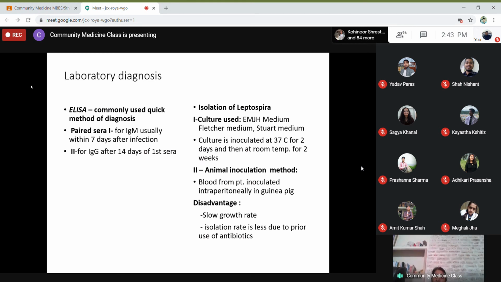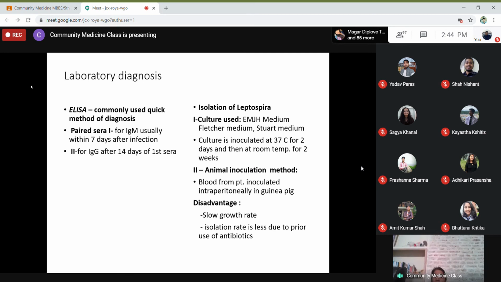To isolate leptospira, the commonly used culture media are stated for you here. It is usually inoculated and incubated at room temperature, but you can see that it takes a long period of time. It takes 2 weeks for the report to come. They can also try an animal inoculation method, where blood is taken from the patient and inoculated into a guinea pig. Again, these are academic. This is for you to know because this is possible.